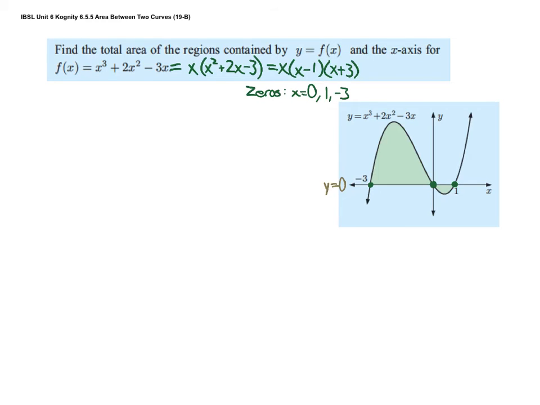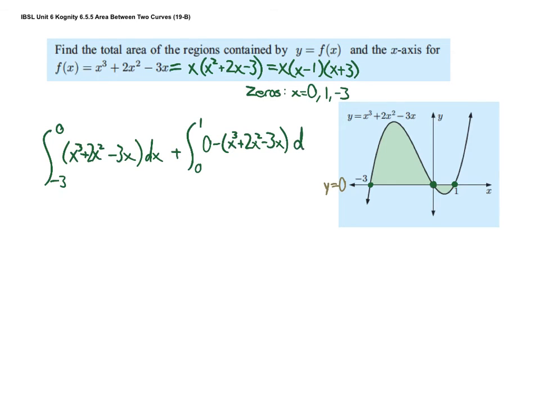What's the first integral that we're going to use? Negative 3 to 0. And are we doing a positive f of x or a negative f of x? Positive, because f of x is on the top, so it's that minus the 0. So it's x cubed plus 2x squared minus 3x dx. Then we're going to add the integral from 0 to 1, and here you can view it as, the line y equals 0 is on top, so I need to subtract this. So here we're seeing something that we have done before. We just did it a little bit differently, but it's really just an application of the area between two curves.